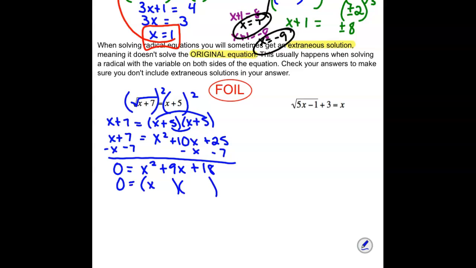Our x squared we're going to break up into x times x. For 18, we need two numbers that multiply to be 18 and add up to 9. We could use 6 and 3. So our possible solutions, x could be -6 or x could be -3. That's what would make either of those equal to 0.